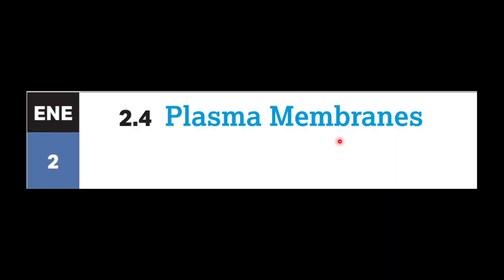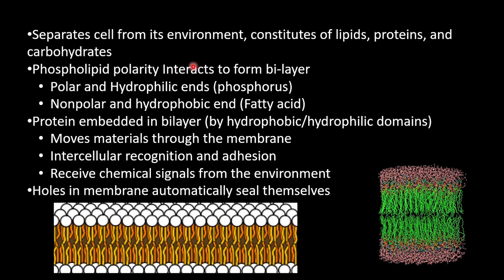Alright, plasma membranes. So, the plasma membrane separates the cell from its environment. It's constituted of lipids, proteins, and carbohydrates. Carbohydrates are used for signaling, but we will not have to cover that for the AP Bio test. So, phospholipid polarity interacts to form bilayers.